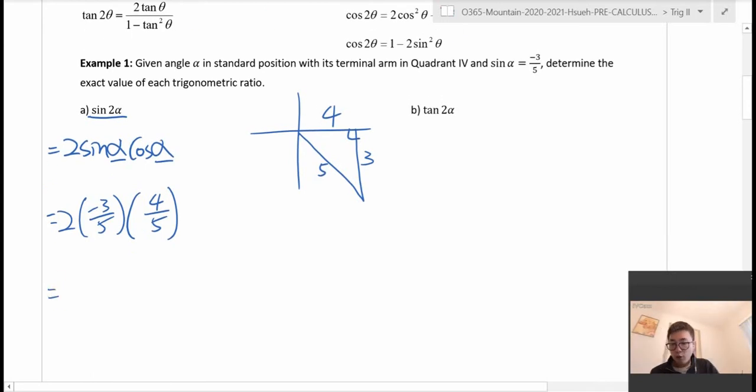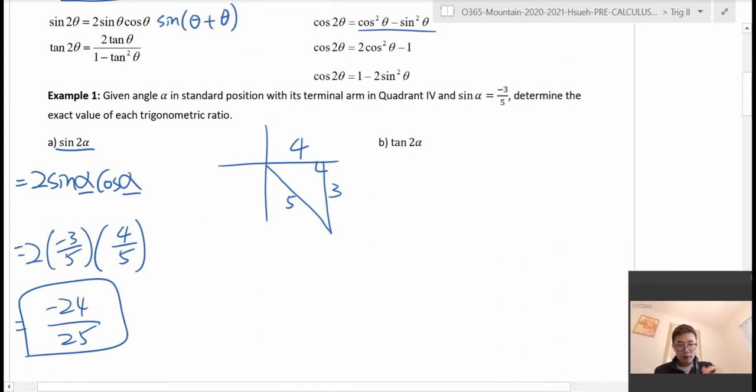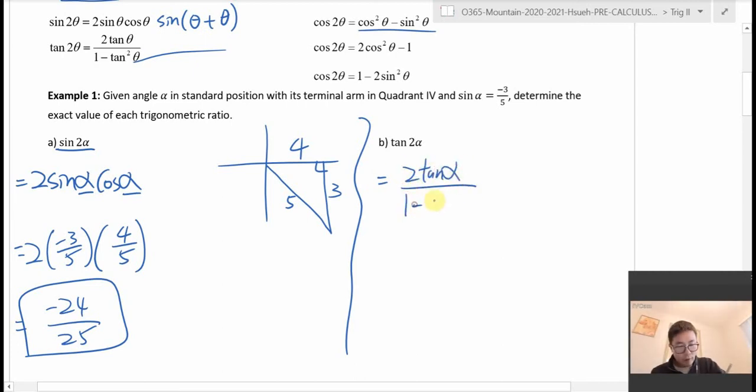And now we just need to multiply. So that's 2 times 3 times 4, that's 24. So -24 divided by 25. And that is your final answer. Part B, similarly, you just need to take this identity and apply it right here. So tangent 2 alpha is equal to 2 tangent alpha divided by 1 minus tangent squared alpha.